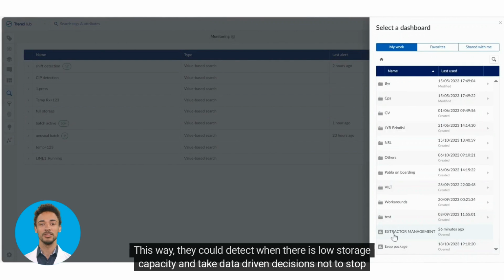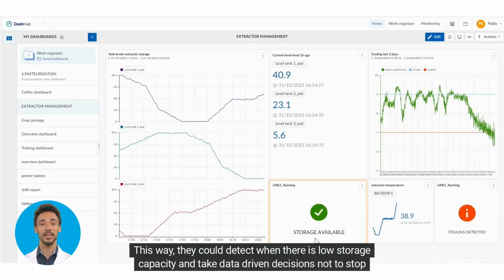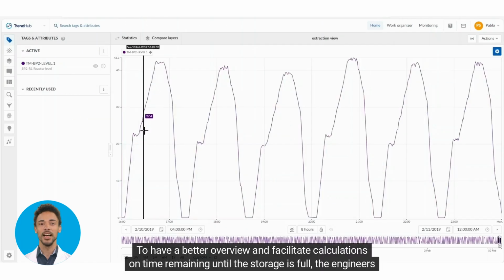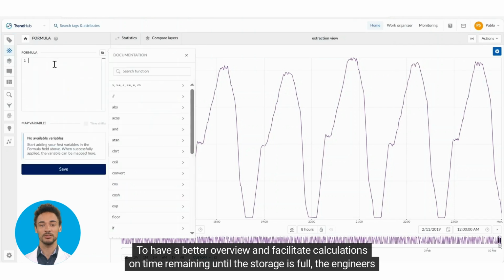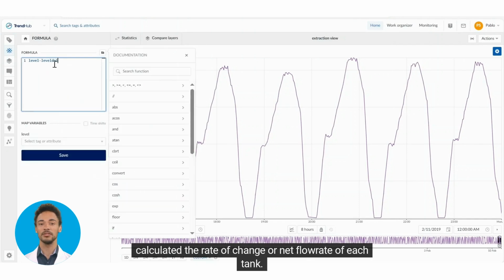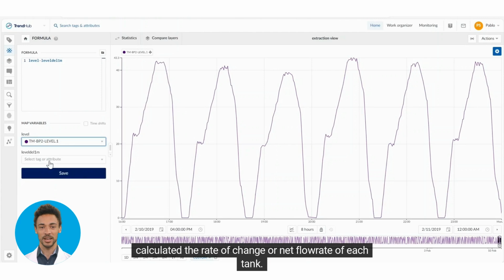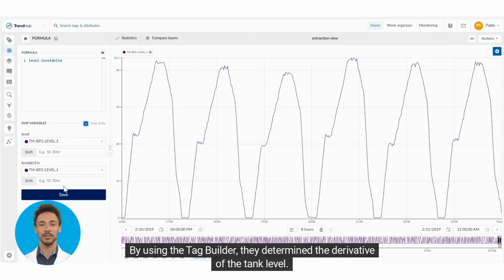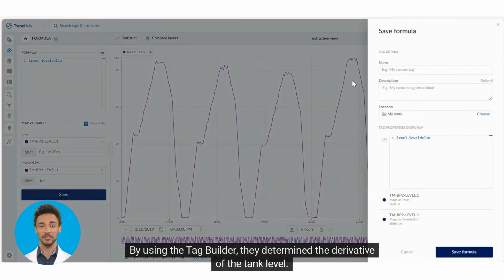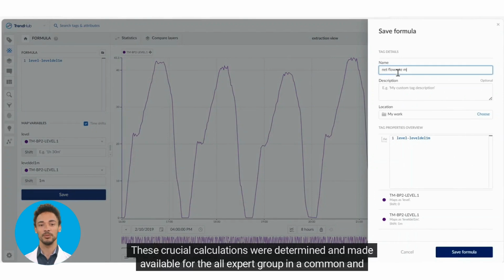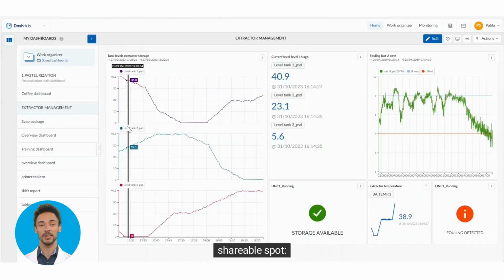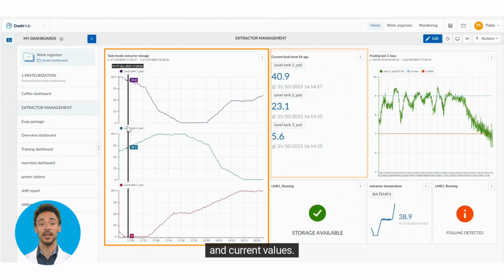This way, they could detect when there is low storage capacity and take data-driven decisions not to stop the production. To have a better overview and facilitate calculations on time remaining until the storage is full, the engineers calculated the rate of change, or net flow rate, of each tank. By using the tag builder, they determined the derivative of the tank level. These crucial calculations were made available for the whole expert group in a common and shareable spot, a real-time dashboard, both as views and current values.